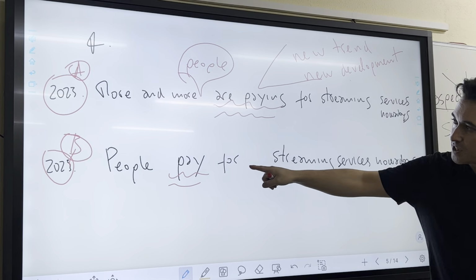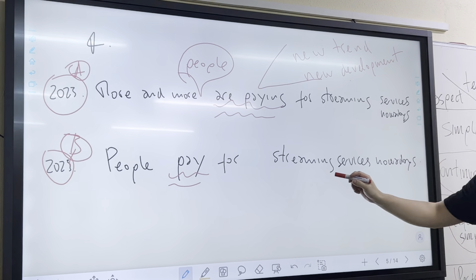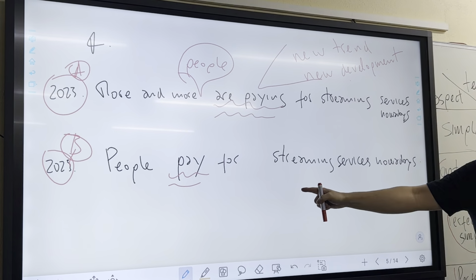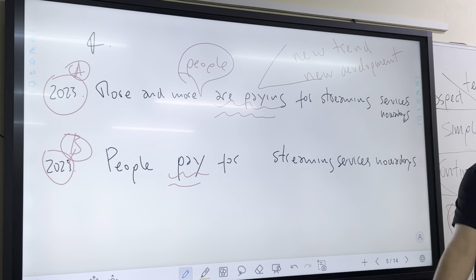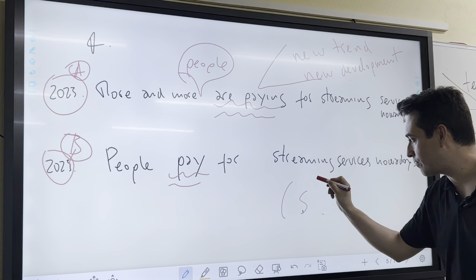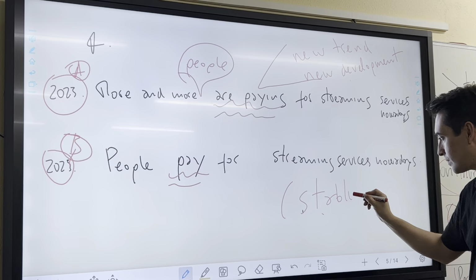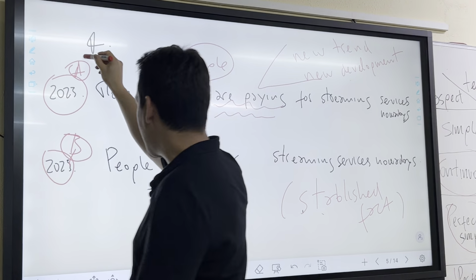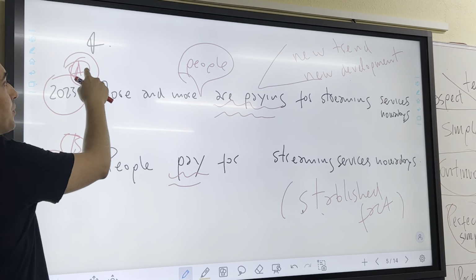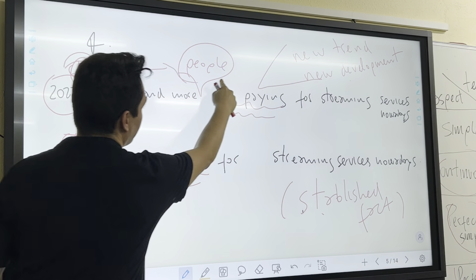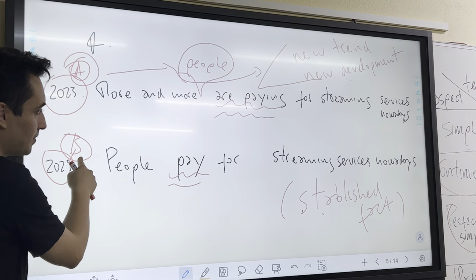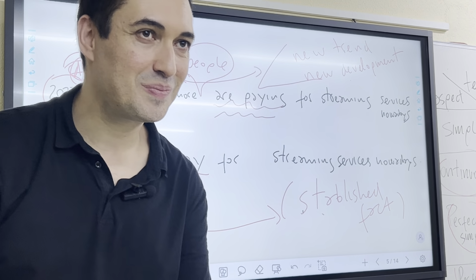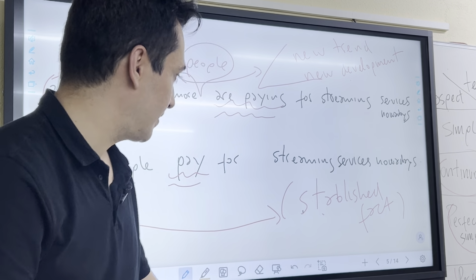However, if speaker B said people pay for streaming services nowadays, the speaker is not saying this is a trend. It's already established. An established fact. So in speaker A's mind, this is just a trend. But in speaker B's mind, this is not a trend. This is a fact. So far, so good. Excellent.